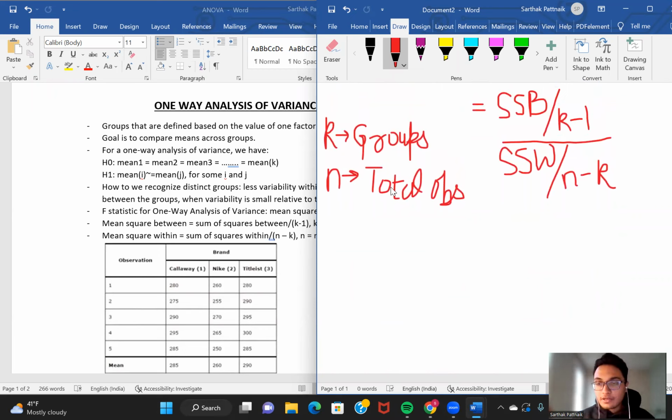Now let us suppose you have been given a data set, and in that data set you have been asked to calculate what is the value of my sum of square between and my sum of square within. You have been given n number of groups, you have been given the data points for each of the groups, and you have to calculate sum of square between and sum of square within, right? So let us dive into it. If I need to calculate sum of square between, basically what I'm trying to calculate is variability between groups, right? So how will I do that?